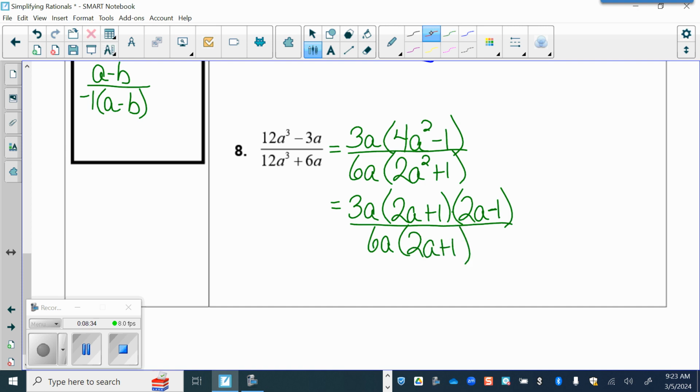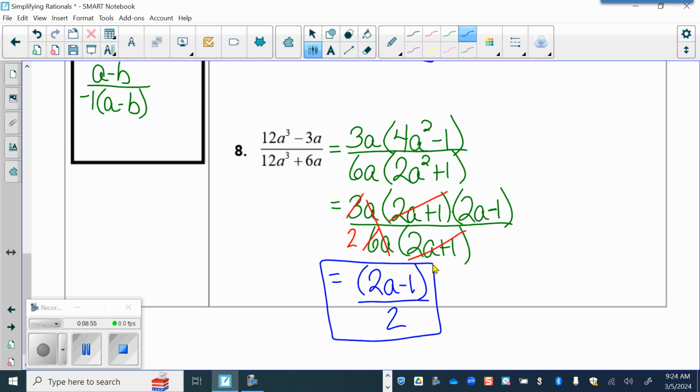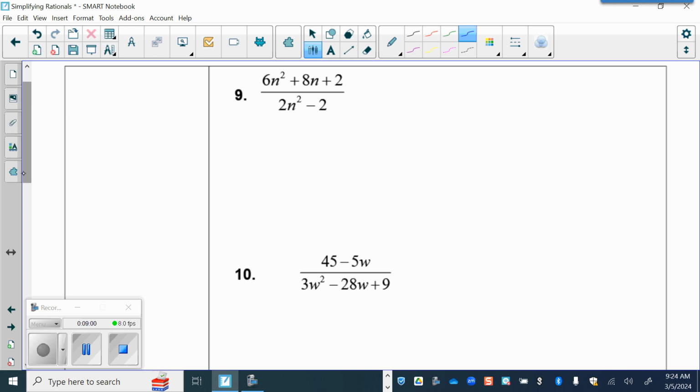And now I'm ready to cancel out common terms. So the a divided by a is 1. 3 goes into 3 one time. 3 goes into 6 twice. 2a plus 1's can be eliminated. And I have 2a minus 1 over 2. All righty, pause your video, try number 9 on your own, and then come back to check with me.